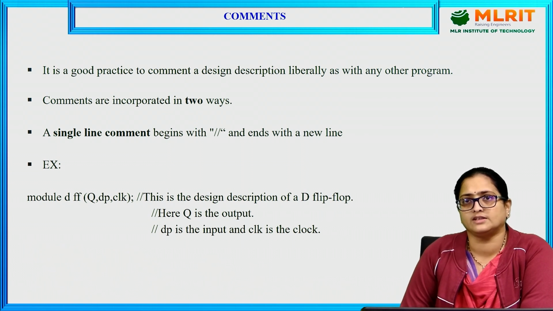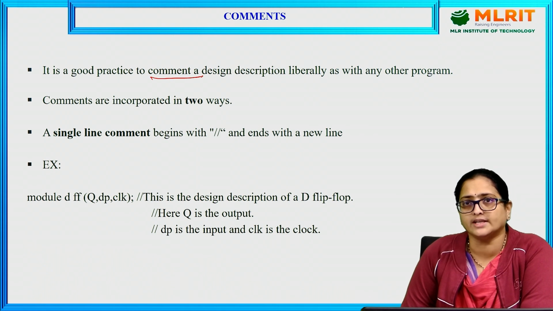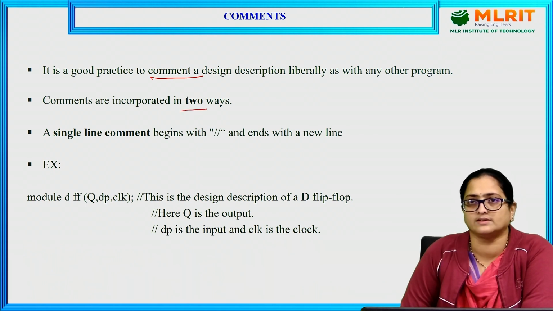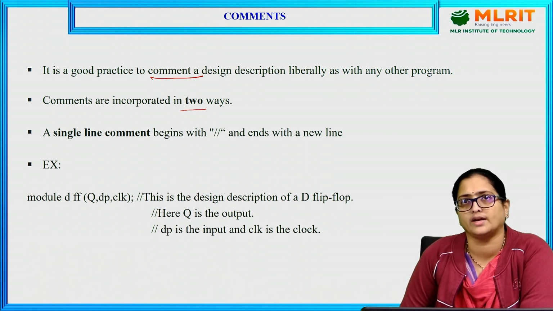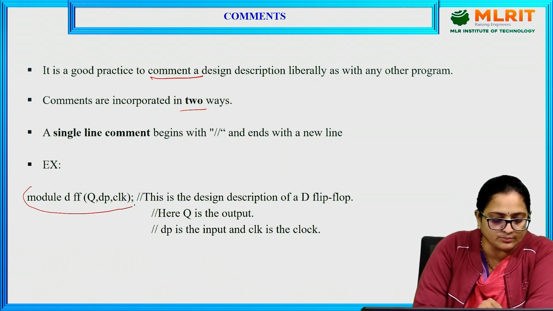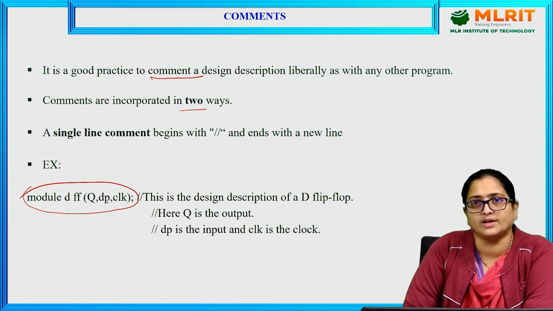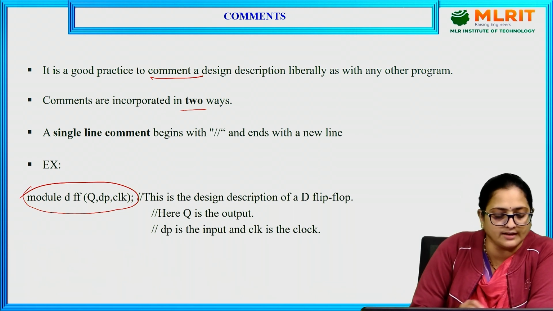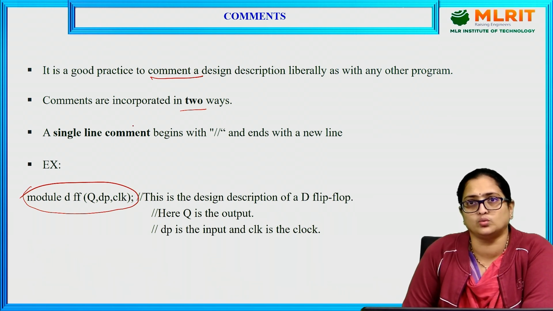The next lexical token is comments. It is good practice to write comments for a design description, and these comments are of two types. Why is this good practice? Because, for example, I have written this statement, and some may not understand why I have written it. By seeing the comment, they can understand why I have written it. So comments are of two types: single line comment and multi-line comment.